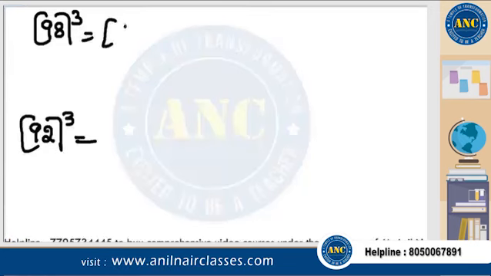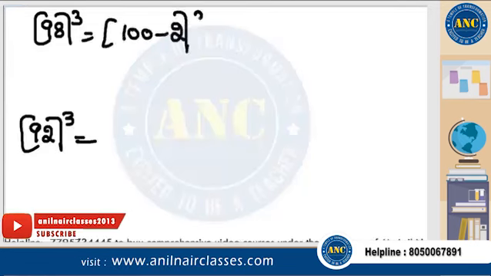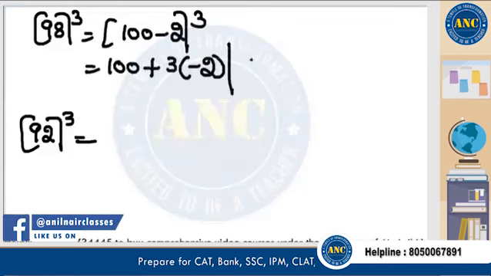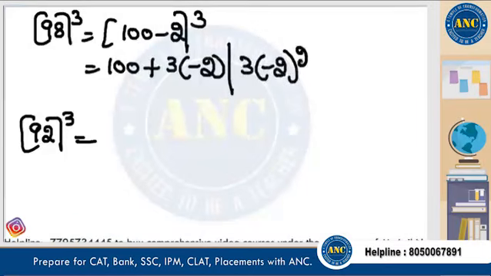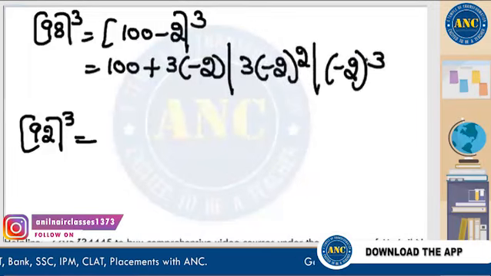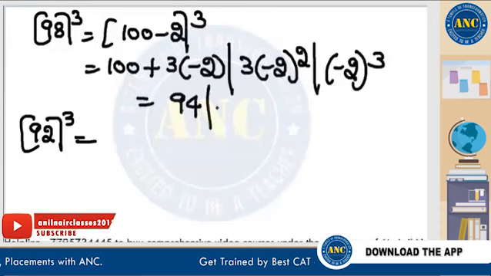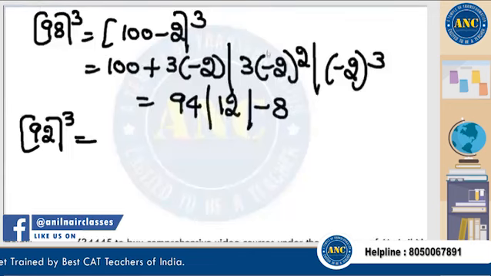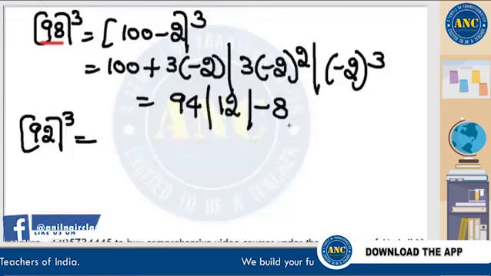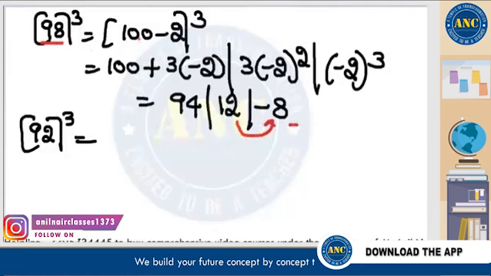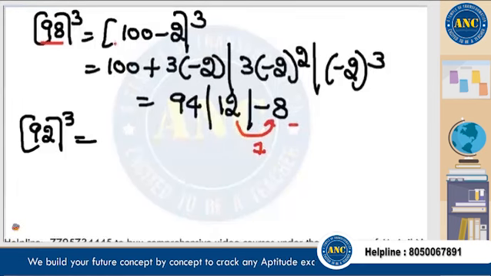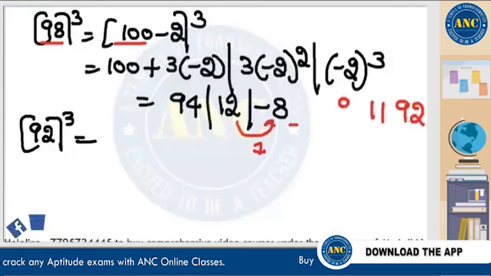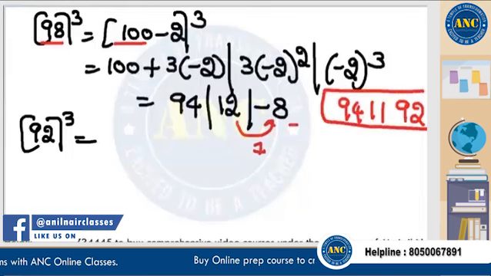So 98 cube is nothing but (100 - 2) power 3: b, 3x, 3x square and x cube. 100 minus 6 is 94, 4 threes are 12, minus 2 cube is minus 8. If I cube a positive number, I will not get a negative number, so I take a carry. 1 is carried on a base of 100. 100 minus 8 is 92. 12, 1 is taken out, remaining 11. Answer is 941192.